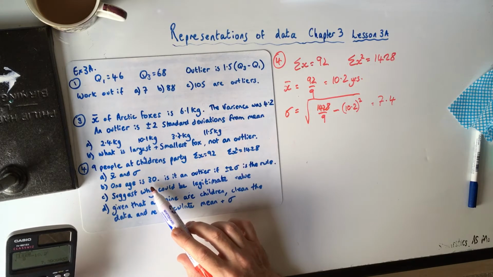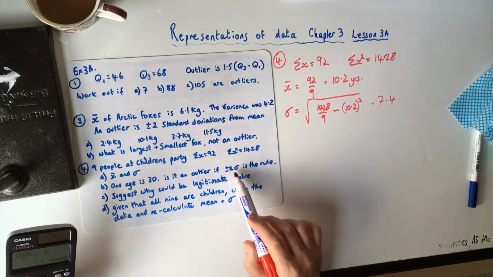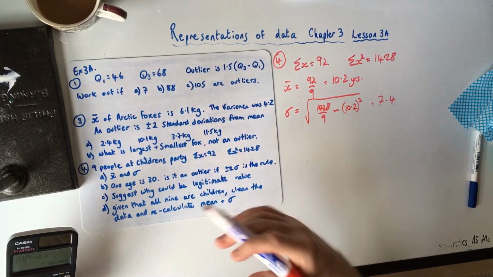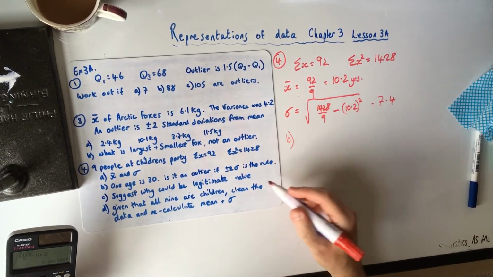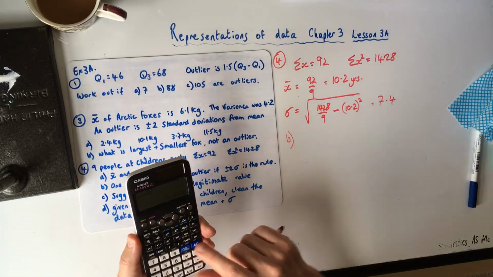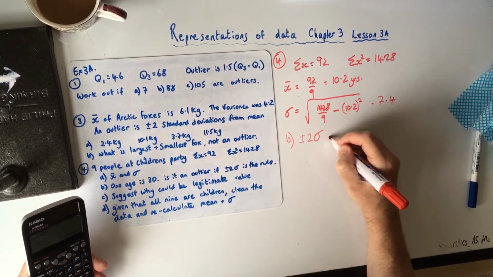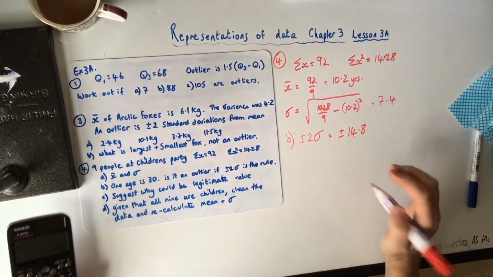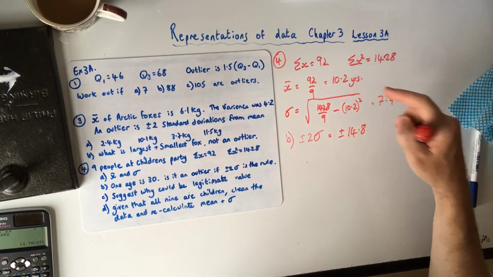One age is 30 years old. It is an outlier if it is plus or minus 2 standard deviations, it doesn't use a symbol, is the rule. Okay, so it starts off the next part, part B. It tells you that plus or minus 2 standard deviations. Well, times that by 2, and we've got 14.8. So plus or minus 2 standard deviations is equal to plus or minus 14.8. If we add 14.8 to that, we get 25 years old.